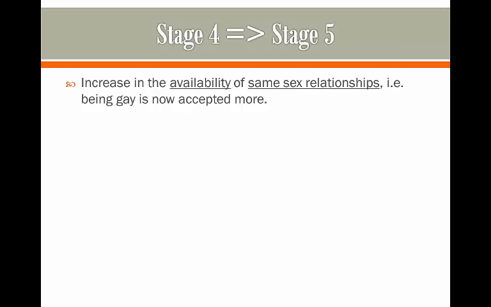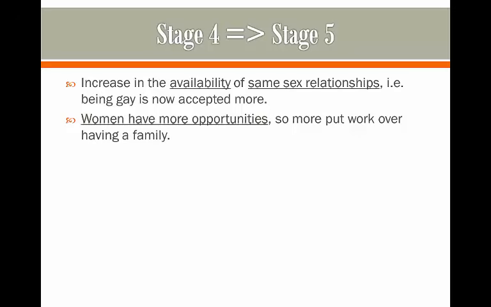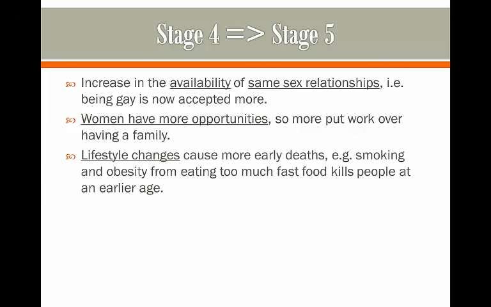Instead, the couples that are gay will have to adopt. So, as a result, the birth rate is going to decrease, and also women have more opportunities, so they put work over having a family. As a result, the birth rate decreases, and because there are more women and, let's say, gay couples that are dying without having children, the replacement level decreases, and as a result, the death rate eclipses the birth rate.